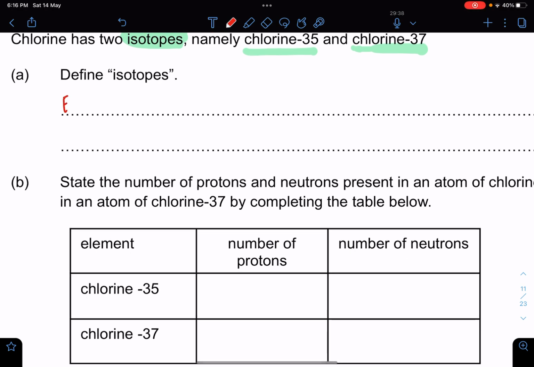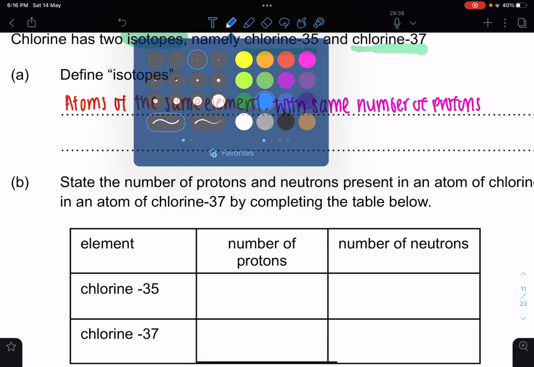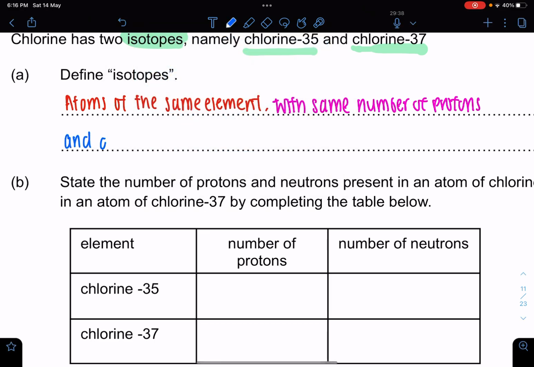You need to tell me isotopes are atoms of the same element, they have the same number of protons, and different numbers of neutrons. So these are the three parts to the definition.